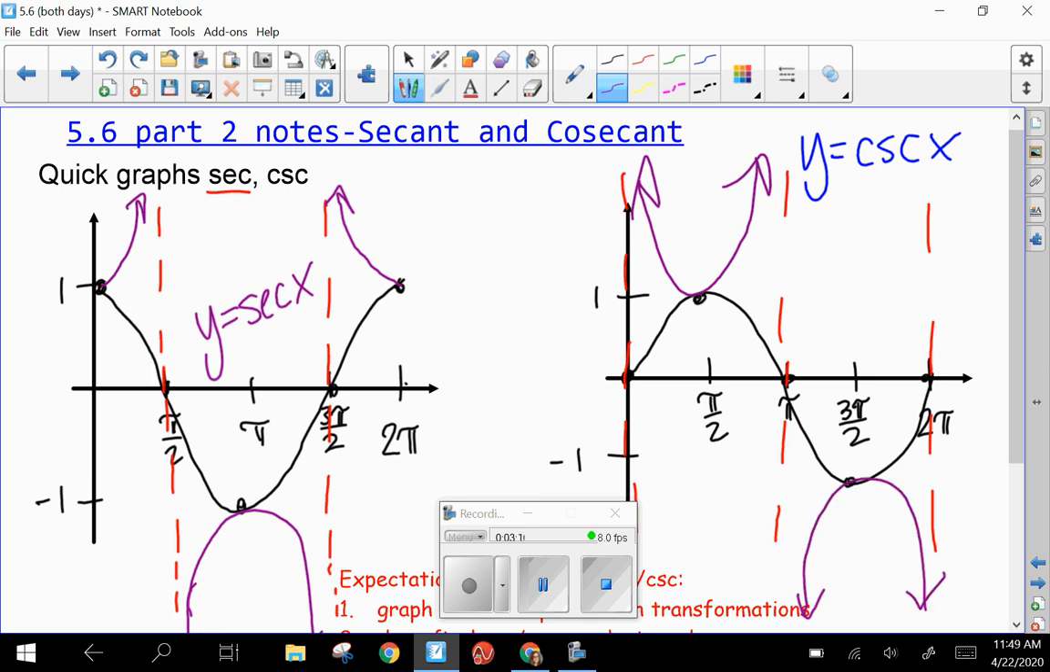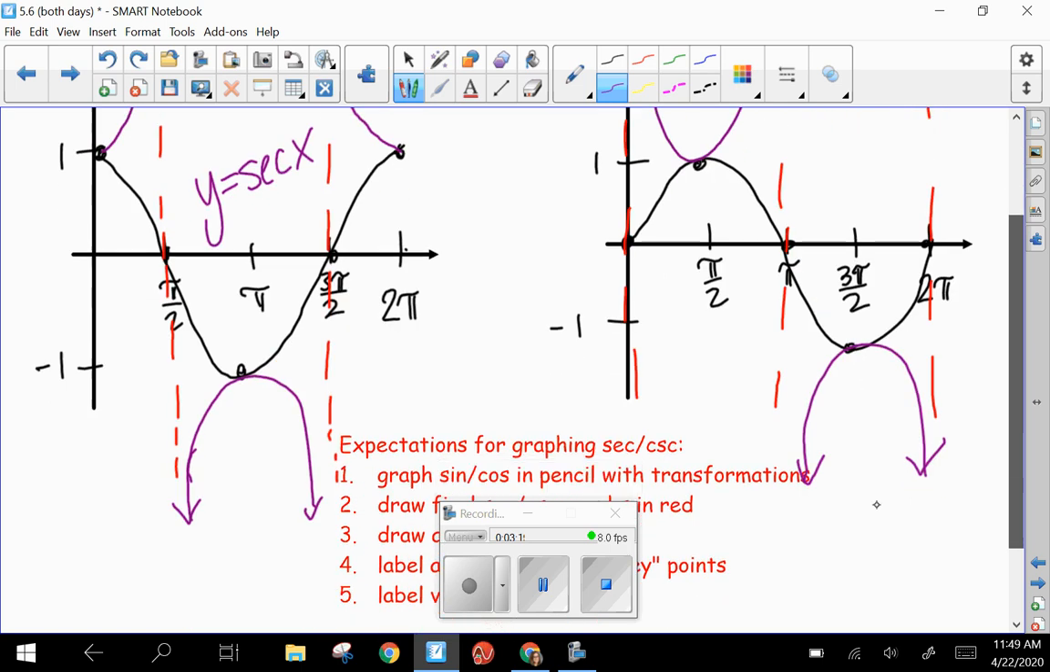Okay, so again, got 2 full curves for the cosecant. For secant, you get those 2 little half curves. And again, that's because of the placement or the staggering of sine and cosine.